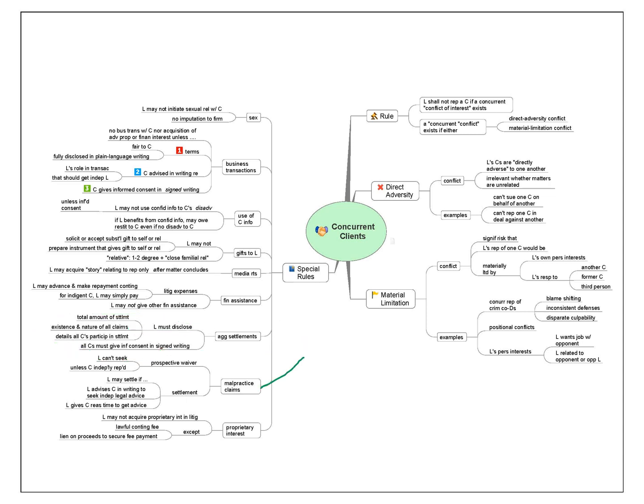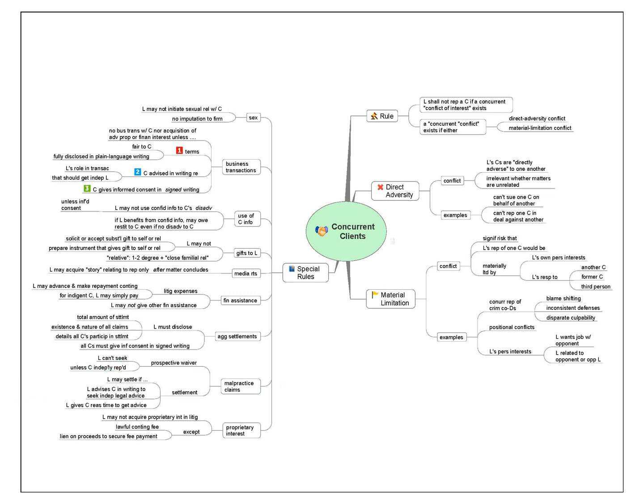We've already talked about this, but we'll say it one more time. Malpractice claims. A lawyer can get a prospective waiver of malpractice claims only if the client is independently represented. A client and a lawyer can settle a malpractice claim only if the lawyer advises the client in writing to seek independent legal advice and gives the client reasonable time to get that advice. Now, we've already talked about that, but there it is again.